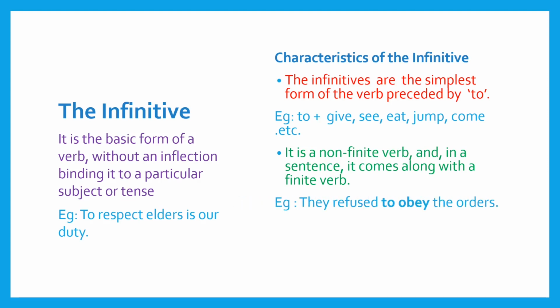For example, they refused to obey the orders. So what is the infinitive? To obey is the infinitive. And it comes along with the finite verb. The verb is refused, which is used in the past tense.